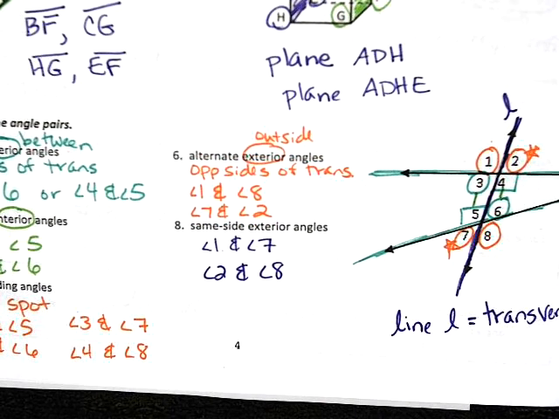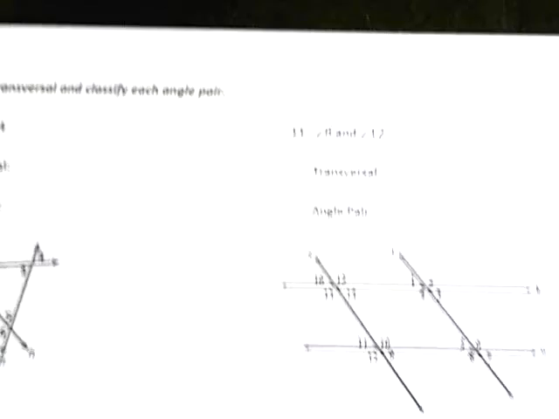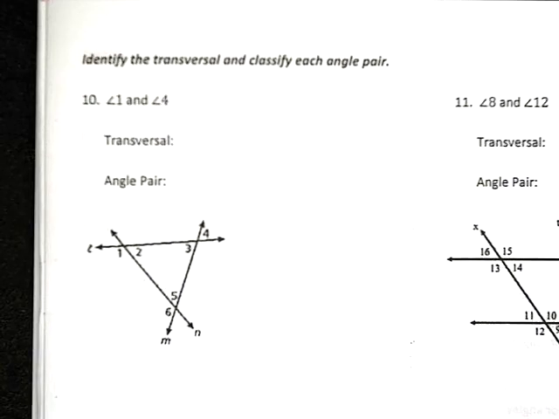I know this is a lot of information quickly. Hopefully you guys are doing all right. We just have a couple more things we got to talk about really quick, okay? So take a look at page 5 real fast. We want to identify the transversal and classify each angle pair.